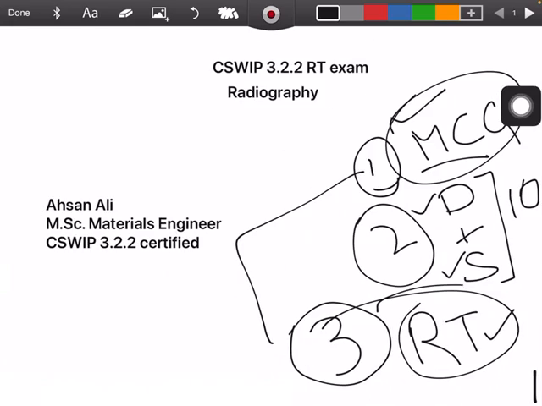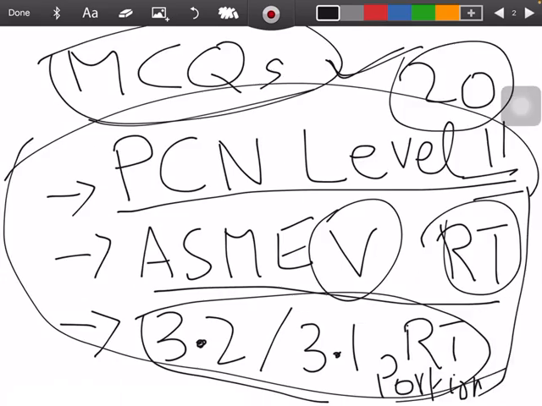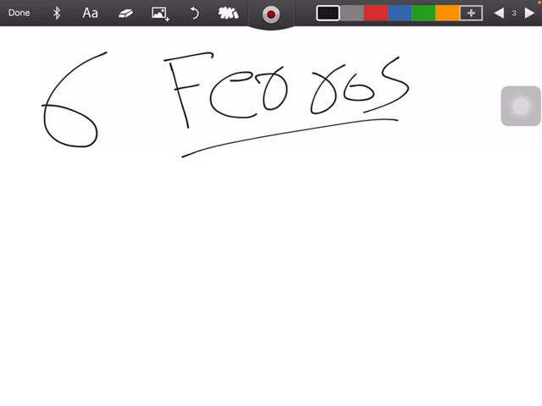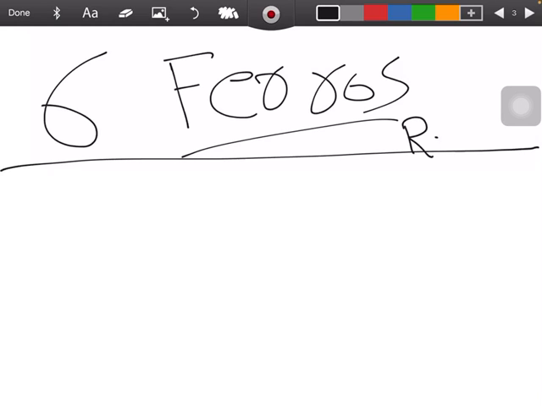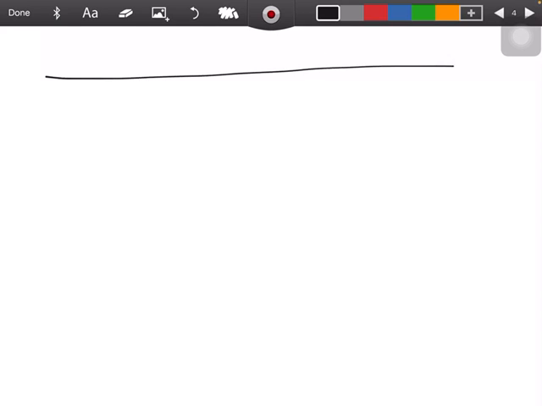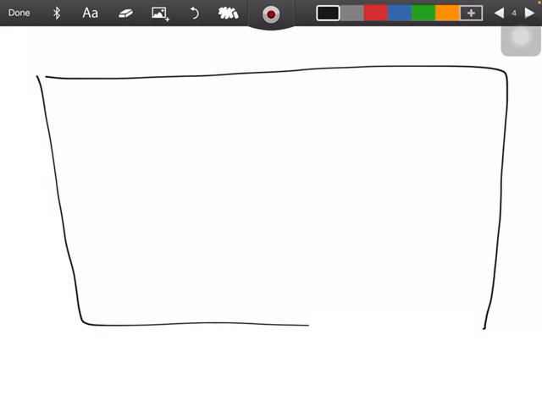Secondly, if I talk about the RT interpretation, then there will be 6 films of ferrous materials, and you will be given 6 films, and for each film you will be given a report and one sketch. Okay, and the sketch will be like this. This will be a rough sketch in front of you.